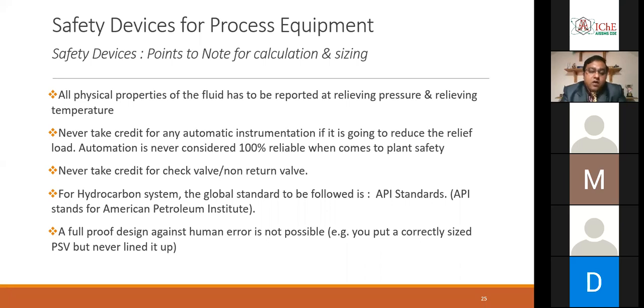Finally, even after doing all this, a foolproof design against human error is not possible. Even if you put a correctly sized PSV, you might forget to line it up. You cannot protect against those kinds of errors. All the major accidents, if you see, are due to human errors. If everyone follows the good procedures in place, the plant will always run smoothly and safely.